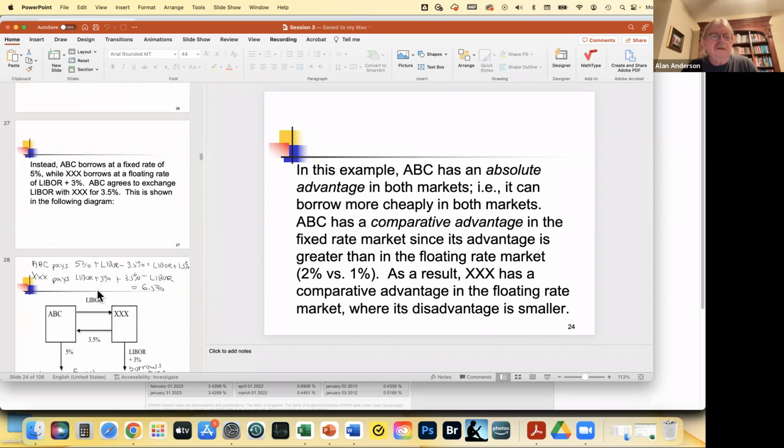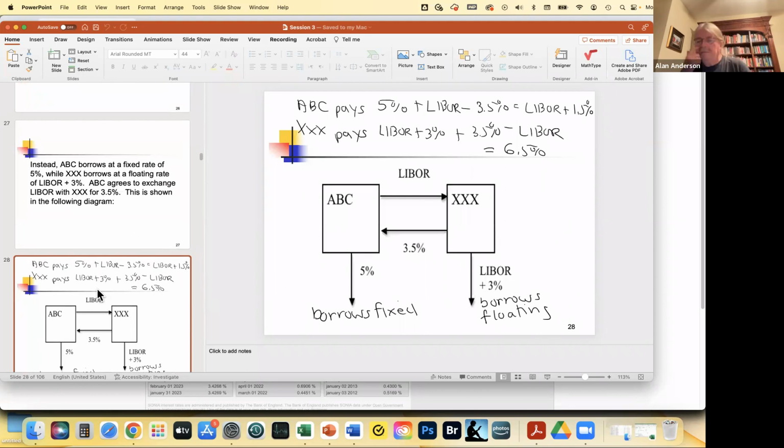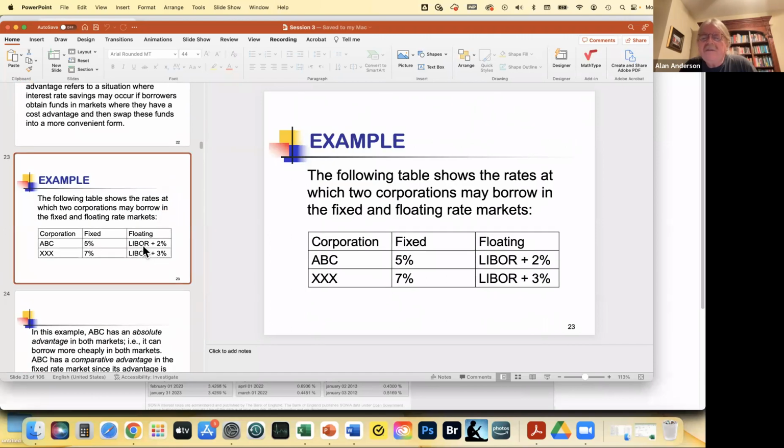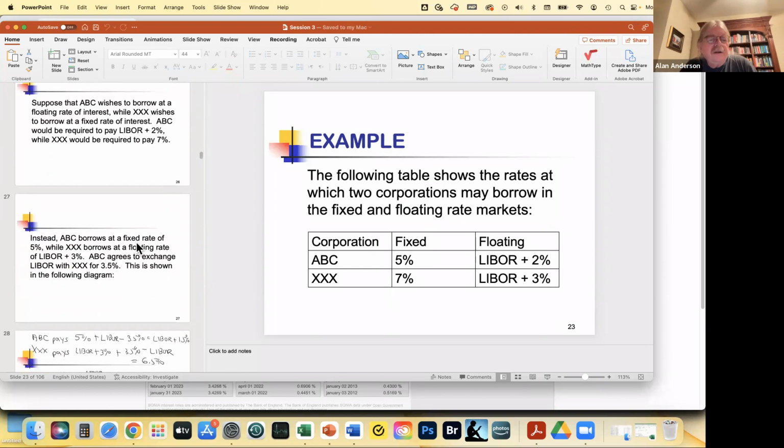Where's the diagram? Here it is. But now the issue here is that ABC is borrowing fixed, but they would prefer to be borrowing floating. XXX is the same thing. They are actually now borrowing floating, but they would rather have a fixed exposure. So what they do is they borrow in their market of comparative advantage, and then they trade the funds, or the exposures, I should say, with each other. So let's see how that works out here.